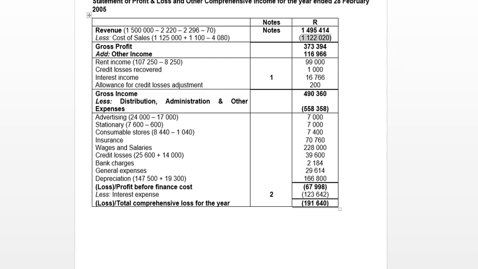Gives us a total cost of sales of 1,122,020 Rand. And then if you take our revenue less cost of sales, then we've got a gross profit of 373,394 Rand.